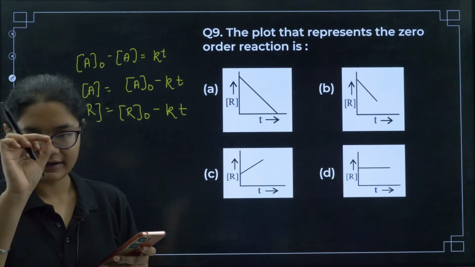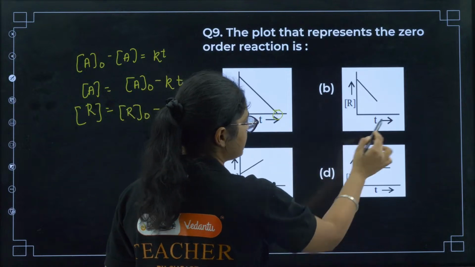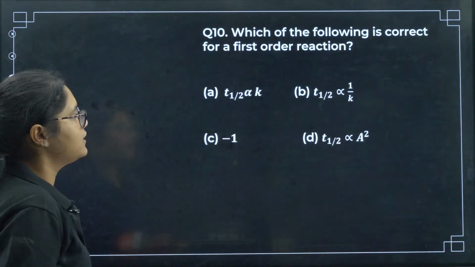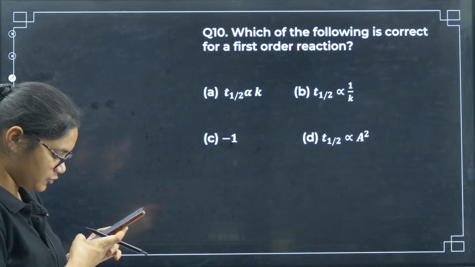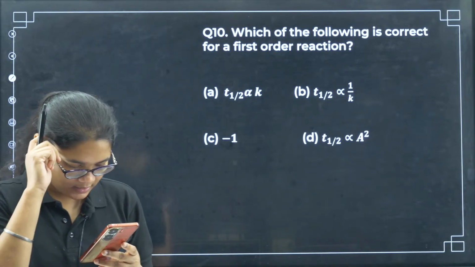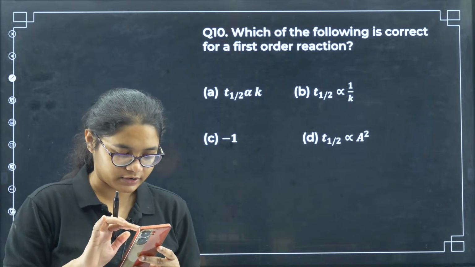See, it should not touch the x-axis, this line should not intersect, so B is the correct answer. Next, question number 10, which of the following is correct for a first order reaction? First order reaction, you know, it's related to half-life. So which of the following is related to a first order reaction?